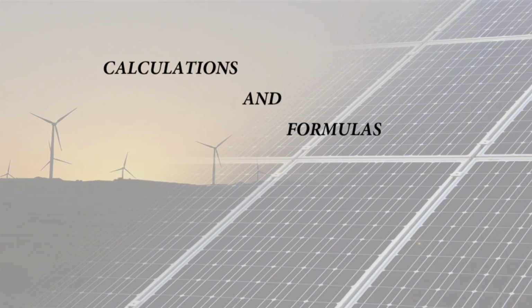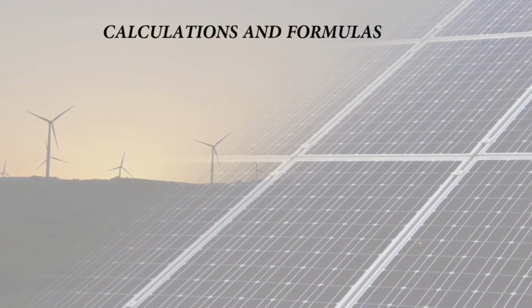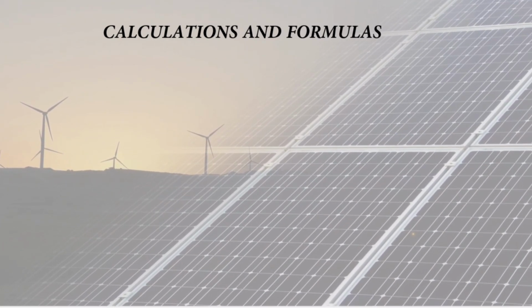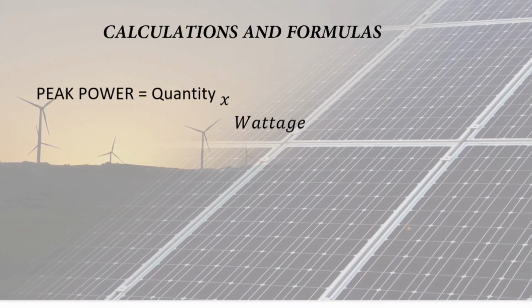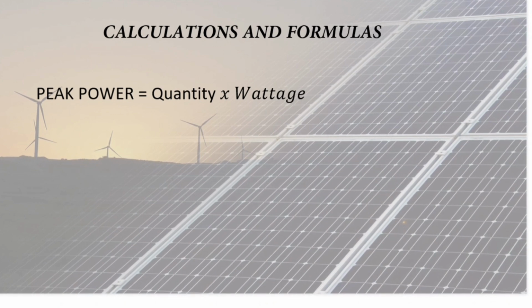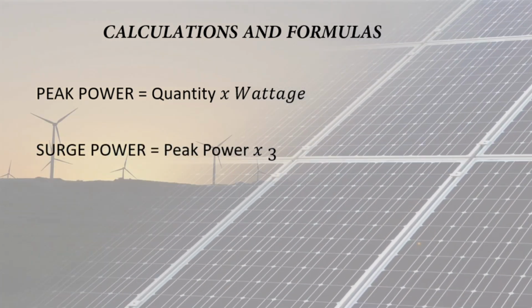In calculating, we have to remember the formulas, so we are going to write the formulas first. Our first formula is to calculate the peak power. Peak power can be calculated as quantity multiplied by wattage or rated power. To calculate the surge power, we say peak power multiplied by 3. The surge power is there to allow for takeoff. As we start our appliances, they tend to draw more power and then regulate as they go. This is the allowance so that our appliances will not go over voltage or under voltage.